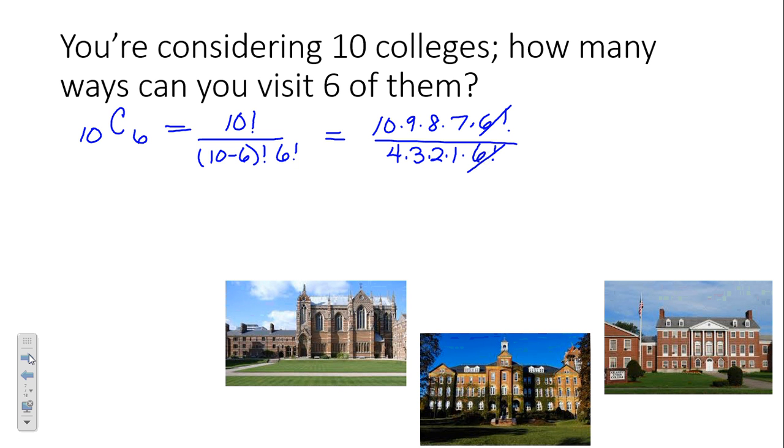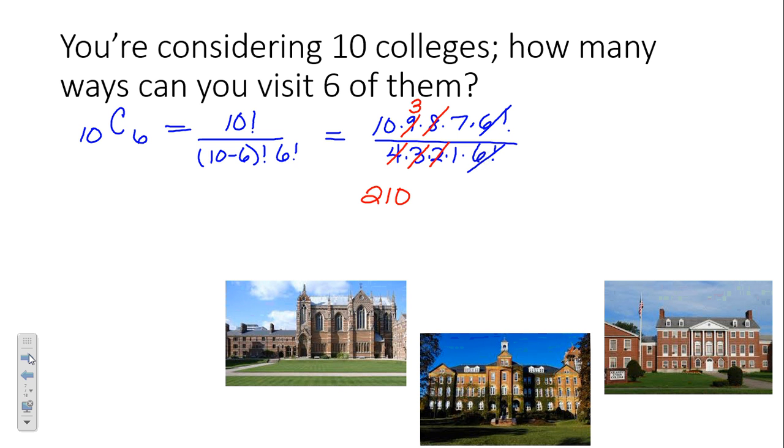And then I like to pick some numbers. I like to choose even numbers usually. 4 times 2 is a total of, or multiplied to get 8, so that cancels with the 8. And I have a 3 left. This 3 will cancel with 9, and what's left? 9 divided by 3 is 3, right? Okay. So now I have a much simpler problem to plug into my calculator. 10 times 3 times 7. 210. There are 210 different ways that you can go visit those 6 out of your 10 colleges.